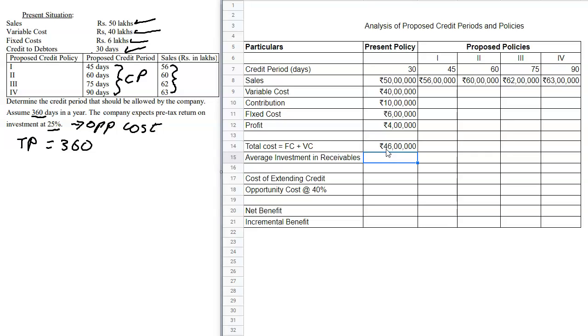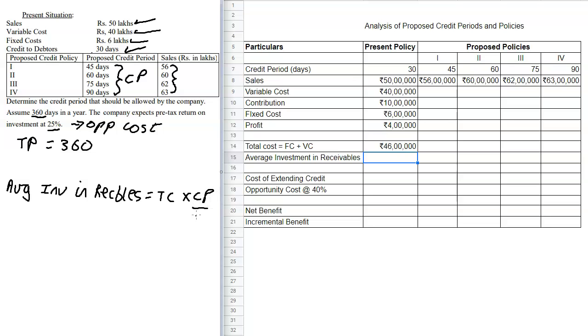And now we need to calculate average investment in receivables, and you need to keep in mind that the formula for average investment in receivables is equal to total cost into credit period upon total period. I have total period here. I have credit period over here, and that's also mentioned here. Credit period 30 days. Alright, and total cost we just calculated as 46 lakhs.